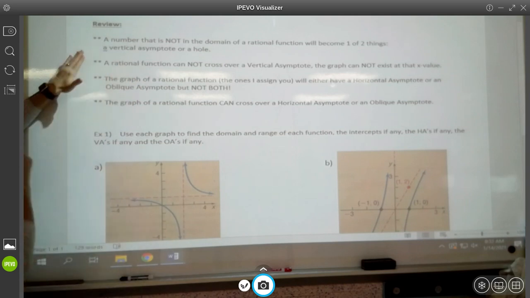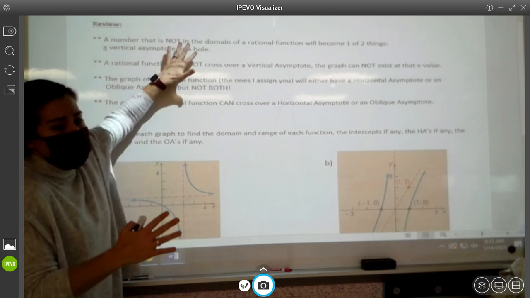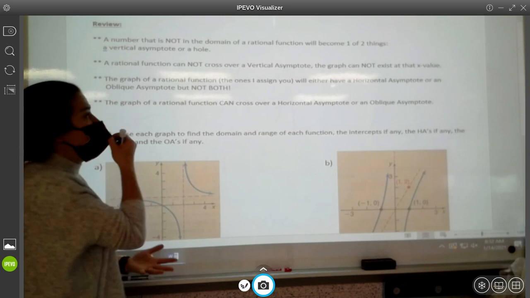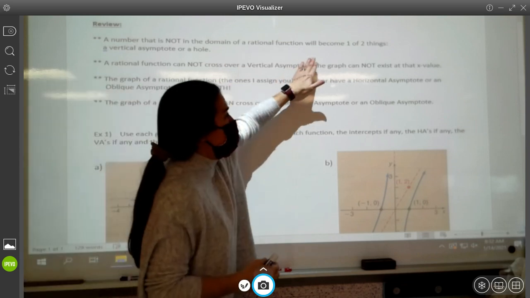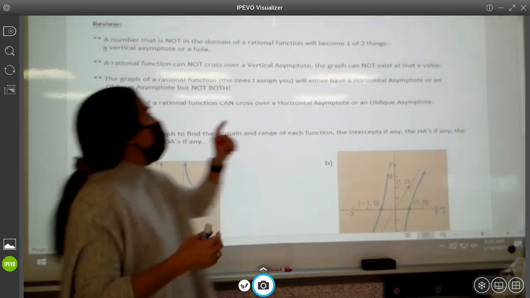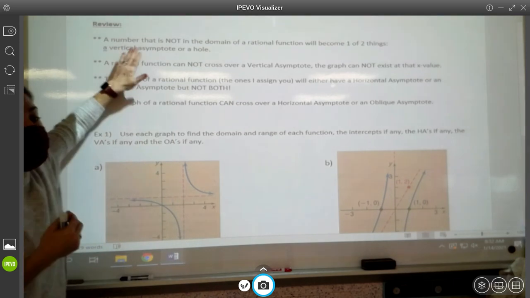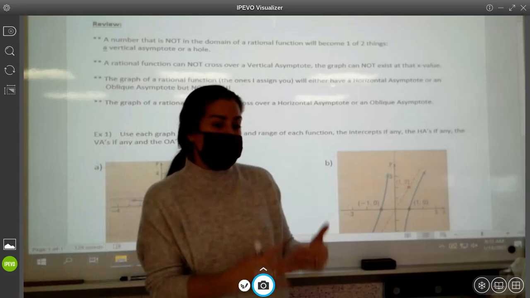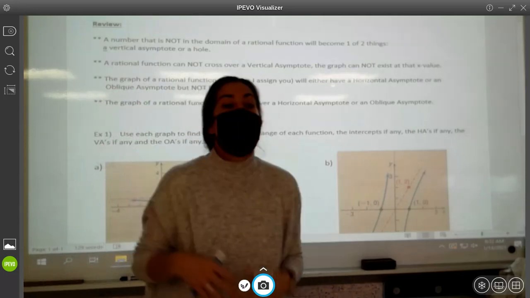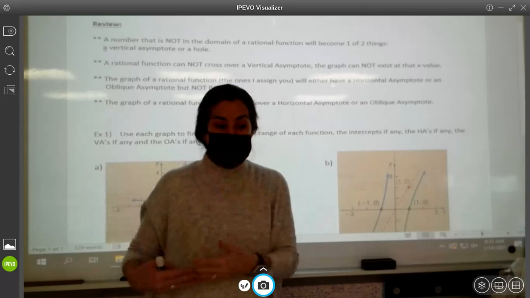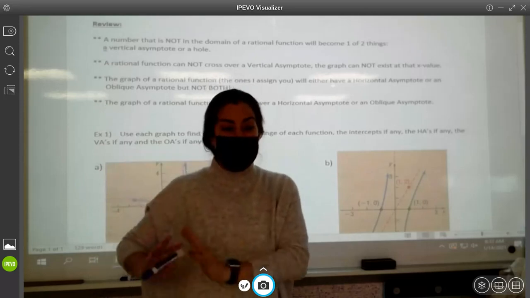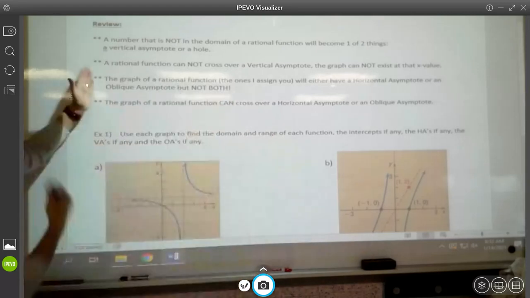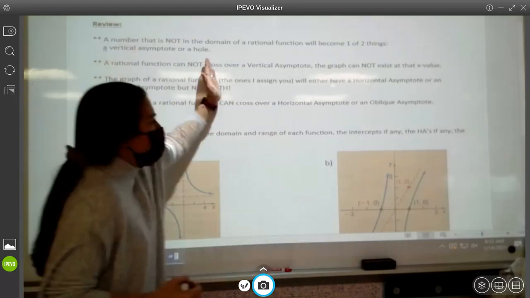So first of all, a number that makes the bottom equal 0 is not going to be a number in the domain of a rational function. Those numbers will become one of two things. They will either become a vertical asymptote or they will become a hole. Whatever number is not in the domain and stays in the reduced version becomes a VA. Any number that cancels out in the reducing, that number who's not in the domain but canceled, becomes your hole, or holes. You can have more than one.